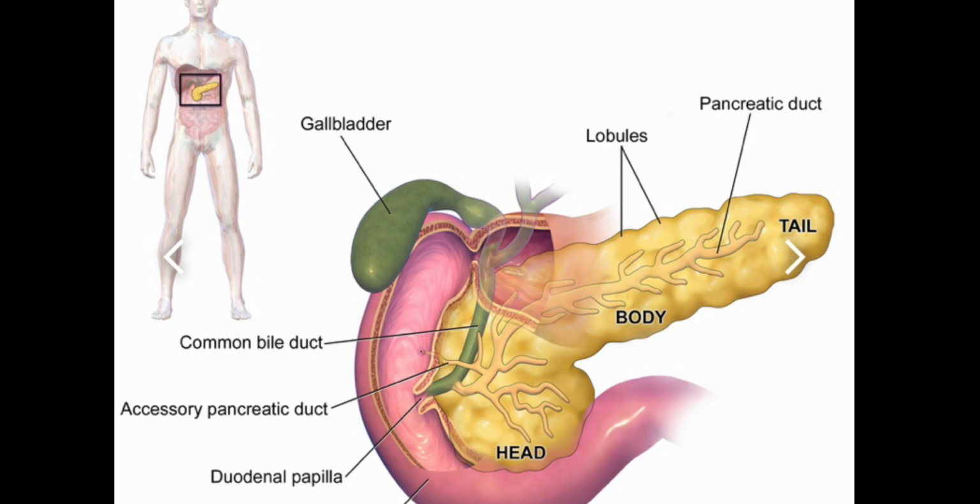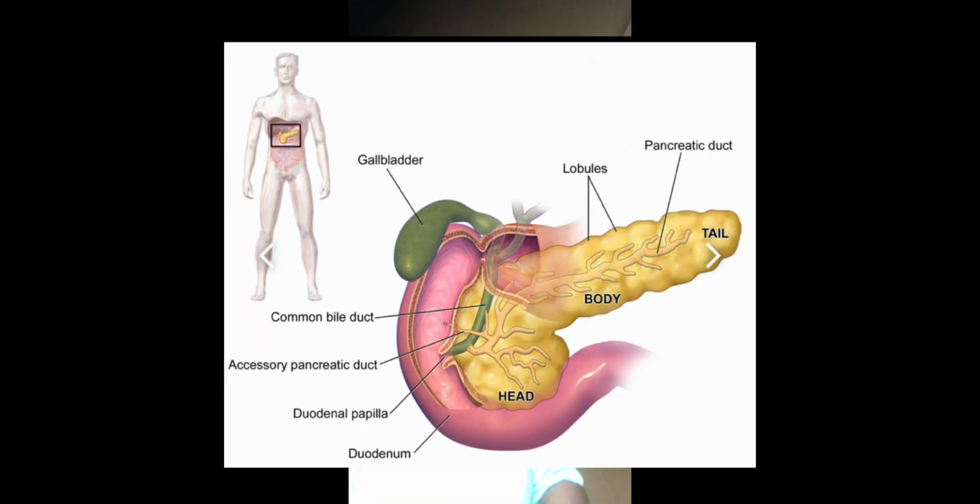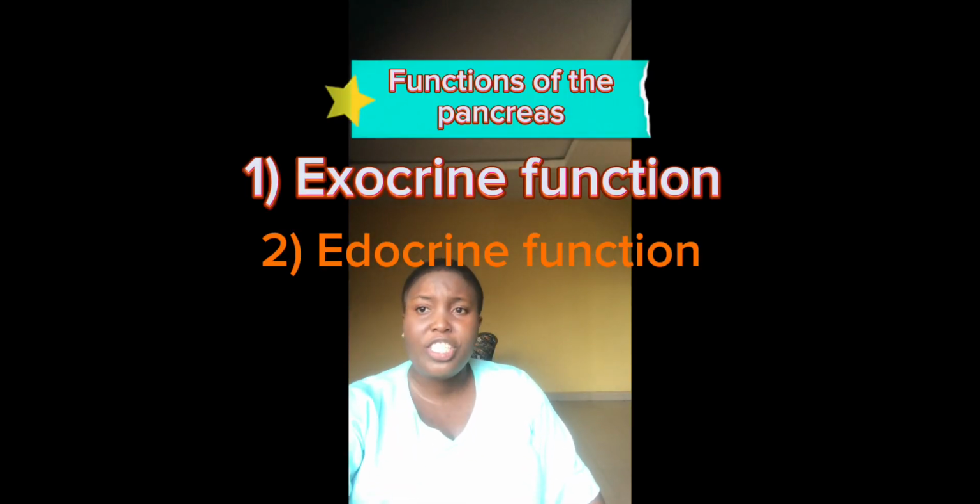You can see that it has a head. The head is the wider part that sits on the curve of the duodenum. The neck is the short part of the pancreas extending to the head, while the body extends upward, and the tail is the thinnest part of the pancreas near the spleen. It has two major functions, the exocrine function and the endocrine function.